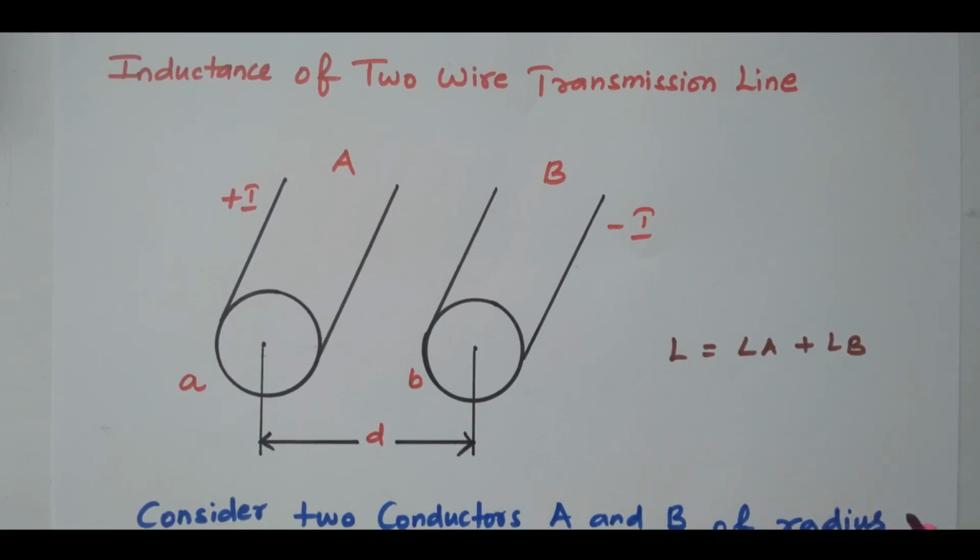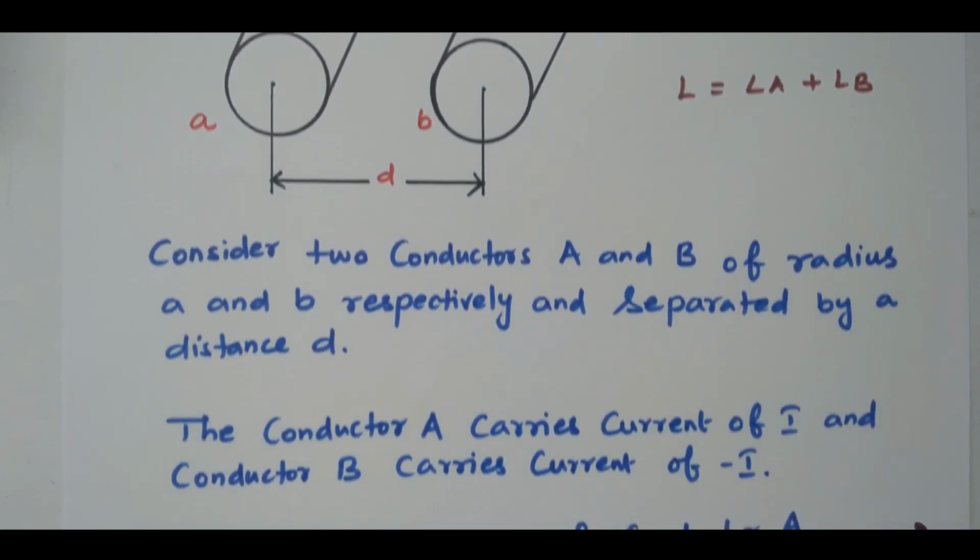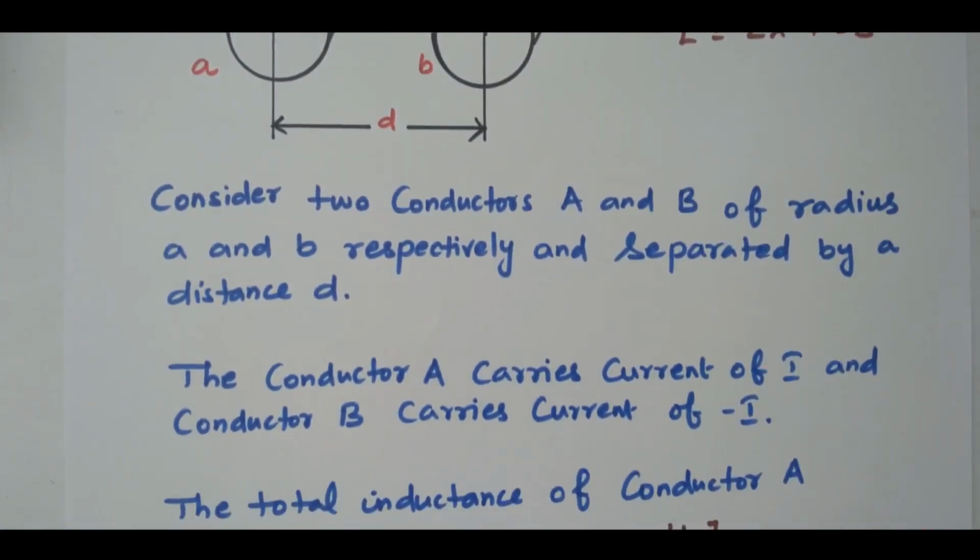Now we'll see the description. Consider two conductors A and B of radius small a and b respectively, separated by a distance d meters. We are considering two conductors A and B with radius small a and b. The distance is d meters. The conductor A carries the current of plus I and conductor B carries the current of minus I. So one is the forward path and the other is the return path.